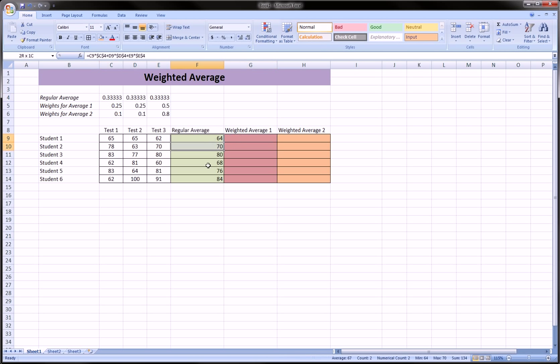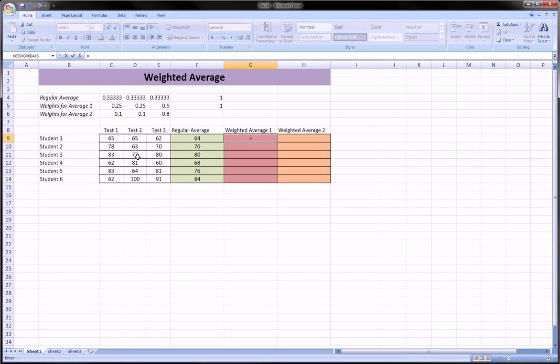Okay? So let's do a weighted average where the weights are not equal to each other. Okay? So for the weighted average, in this example, weighted average 1, this is saying that the first exam is worth 25% of your final grade, the second exam is worth 25%, but the third exam is worth 50%. Notice that the 3 weights add up to 1. If I add these 3 numbers up, it equals 1. And we need that to be true. Okay? That's true for the first one as well.